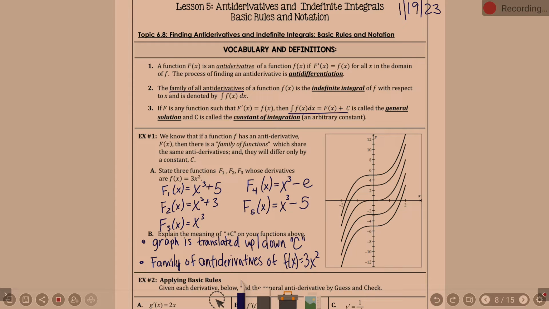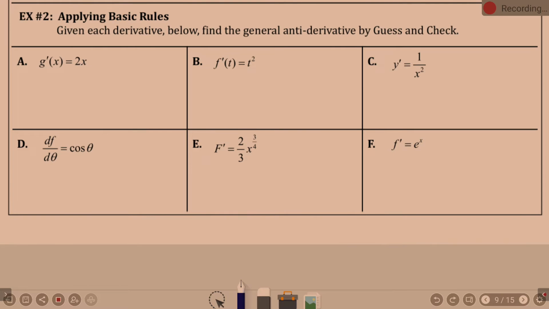Okay, so we're going to look down at example 2, and if you notice in the directions, it says, given each derivative below, find the general antiderivative by just guess and check. We're going to talk about rules as the day goes on, but more than anything here, we're going to kind of discover some rules. Okay? So, if the derivative is 2x, thoughts? I can either say it's one of two ways, what the antiderivative would be or what the original function would be. Does x squared make sense? Because you're taking that 2 and putting it back in the power, aren't you, essentially?